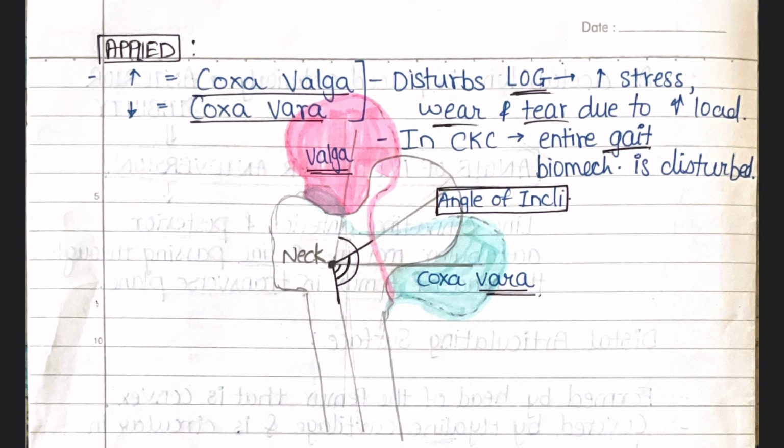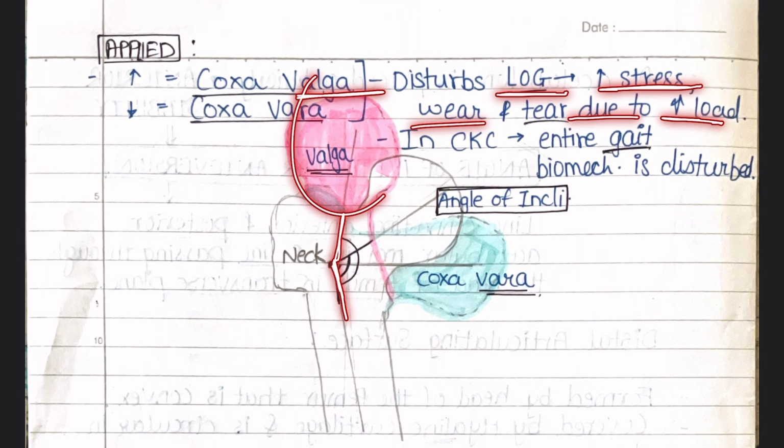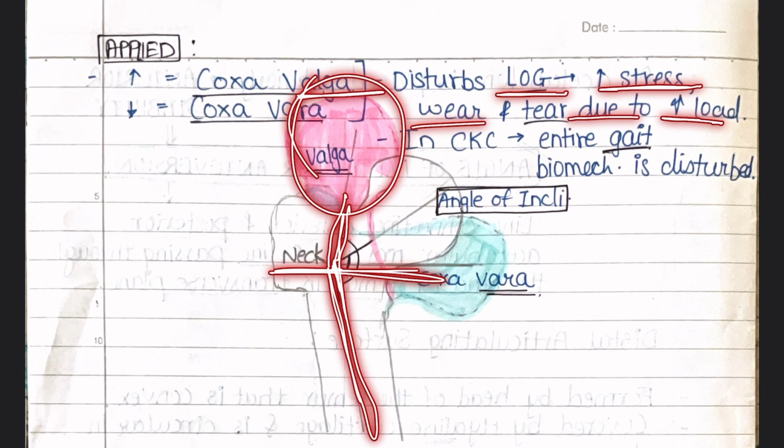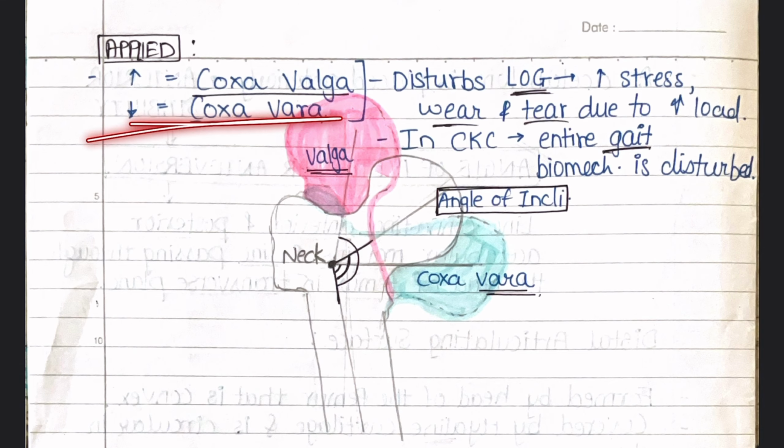If the angle is increased, it is known as coxa valga. There are less chances of coxa valga in females, as already the angle is in decreased position. Coxa valga disturbs line of gravity, increases stress, wear and tear due to increase of load. As you can see that the angle is increased, so entire load is falling on neck of the femur. Then is coxa vara. Coxa vara possibility is mainly in female. So in closed kinematic chain, entire gait biomechanics is disturbed.